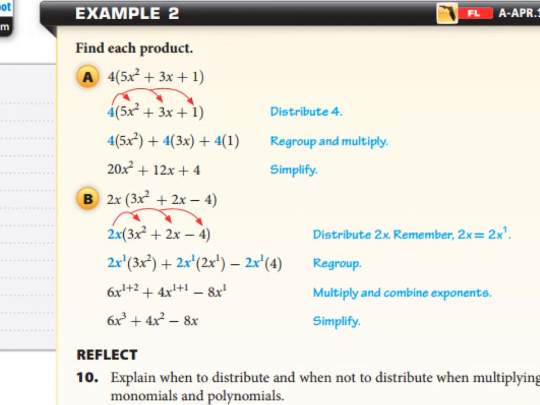Part B, it wasn't just a number, there was also an x, so we have to remember that this x has an invisible exponent of 1. So while I multiply the 2 to all the big numbers, I need to also multiply that x, which is x times x squared, which is x cubed. X times x makes x squared, and then an x times that 4 just is an x.